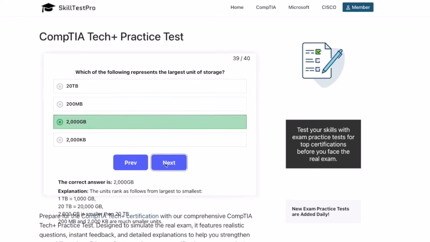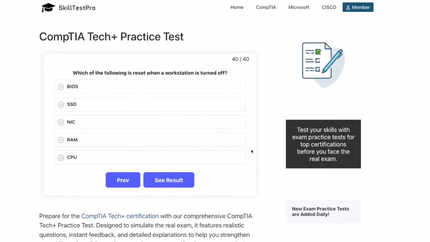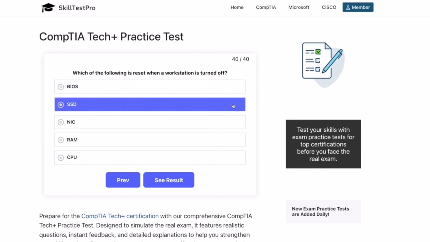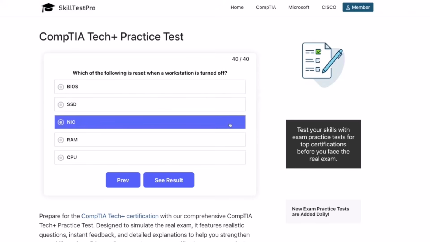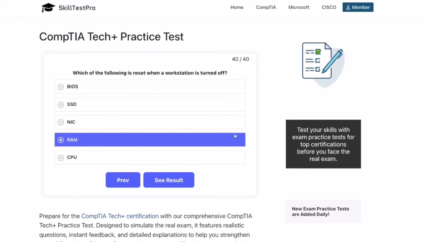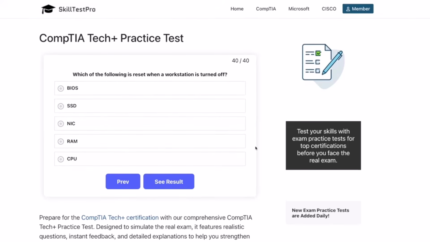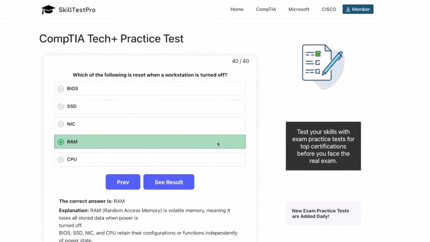All right, one more. Sorry about that, everybody. Last question. Which of the following is reset when a workstation is turned off? BIOS, SSD, NIC, RAM, or CPU? The correct answer, RAM.